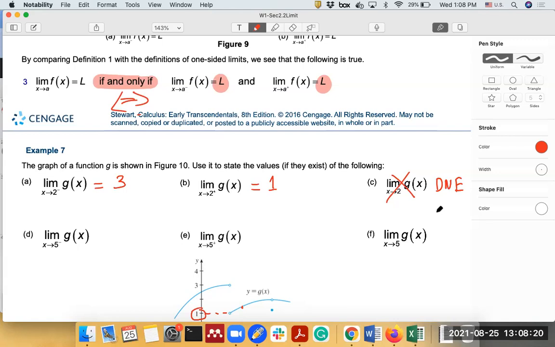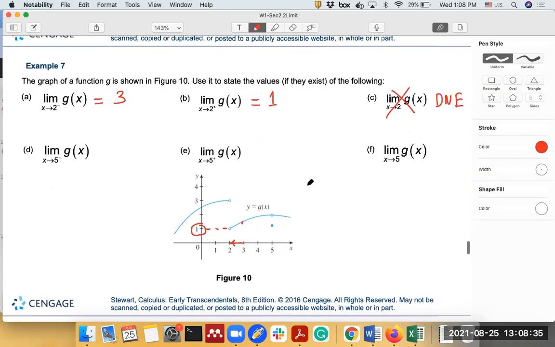I know it's hard, a new concept. You just try to get used to it. Very good. Is it clear now? Good job. And one more extra question. What is g of 2?